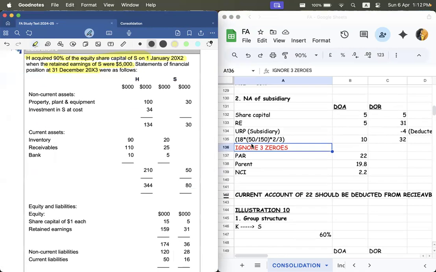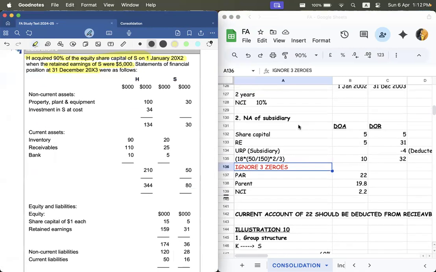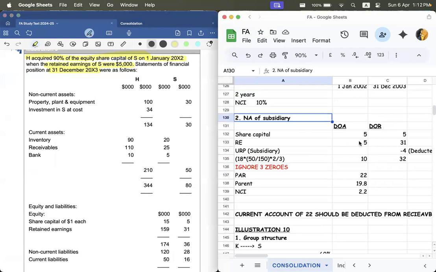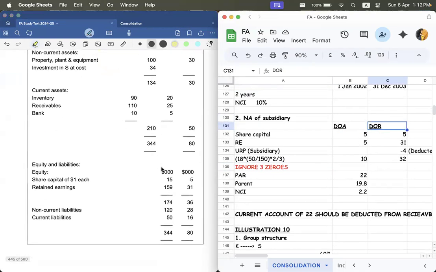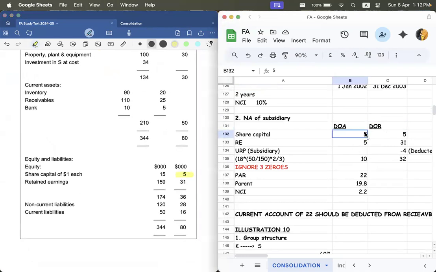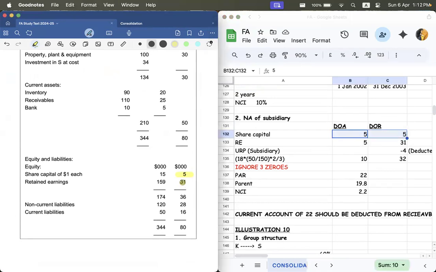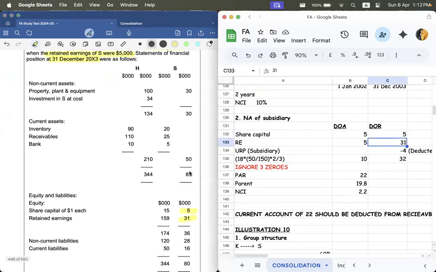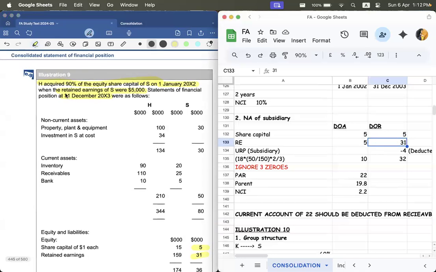Now, you're going to start working note 2. In working note 2, you need net assets of the subsidiary, that is DOA and DOR values. So you're going to go down. We have got 5 here, clear? We have got 31 here. So DOR 31. The DOA amount is given here. See, retained earnings of S were 5,000, and ignoring 3 zeros, it becomes 5.